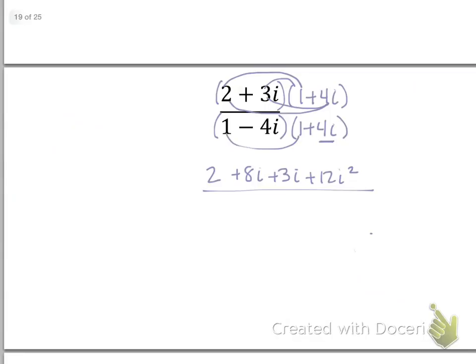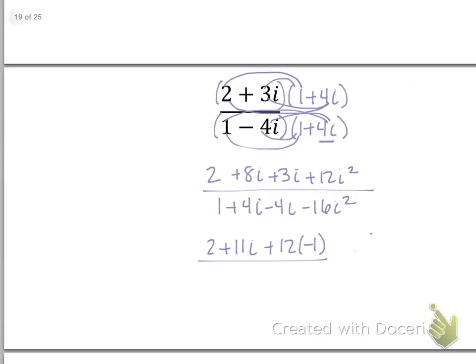On the bottom, first, 1 times 1 is 1. Outside, 1 times 4i is 4i. Inside, negative 4i times 1 is negative 4i. And my last, negative 4i times positive 4i is negative 16i squared. We got to change all of our i squareds to negative 1s and combine all like terms. So on the top I have 2 plus 11i plus 12i squared changes to negative 1. These cancel on the bottom. Negative 16i squared changes to that negative 1. So all of my i's on the bottom disappeared, which is what we wanted.